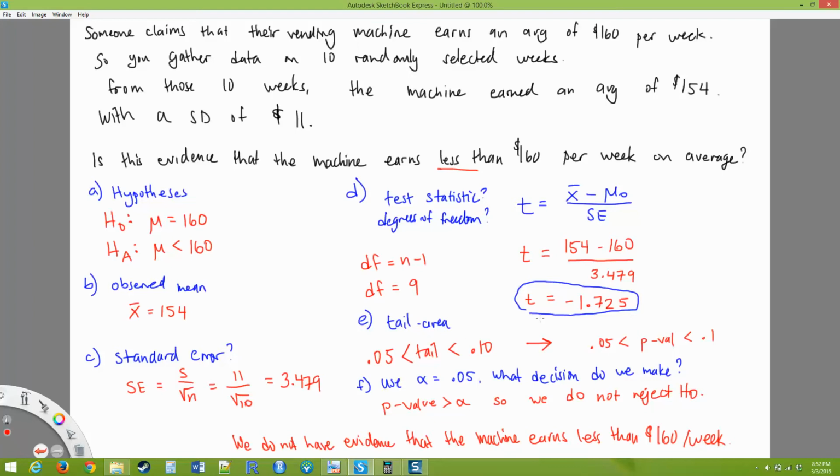How do you identify when you're supposed to take the not equal into your alternative? When we read this question, it says, is there evidence that the machine earns less than 160 per week? So there we put in the less than. If it says, is this evidence that the machine earns something other than 160, something other than 160 means maybe it's more than 160 or maybe it's less than 160. Then in that case, we would put a not equal sign in the alternative.